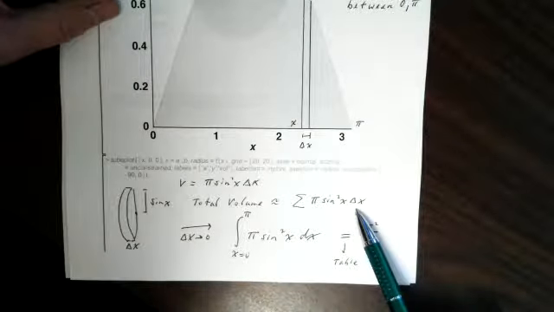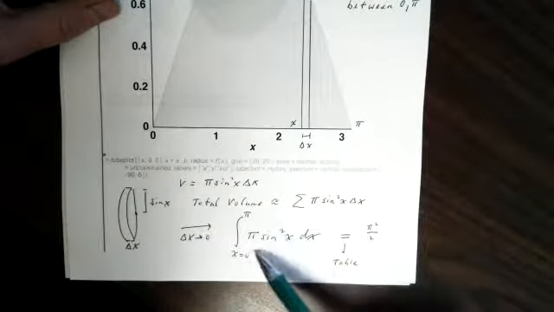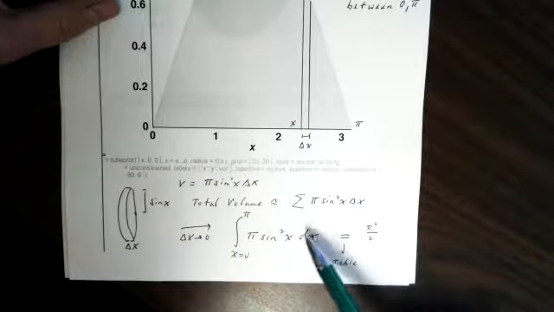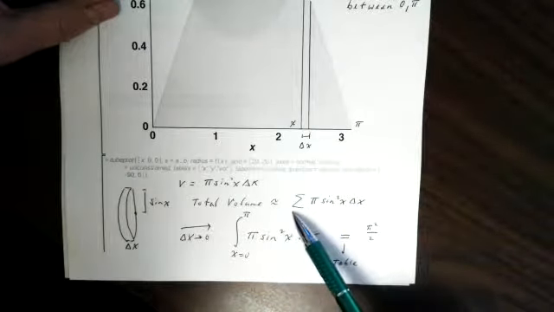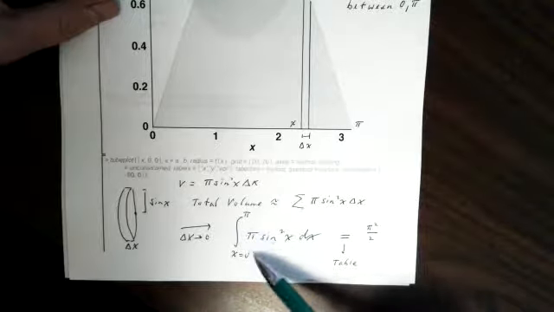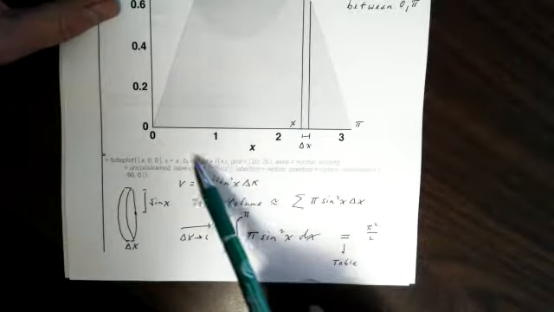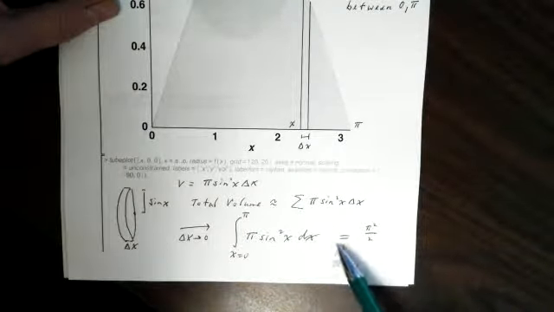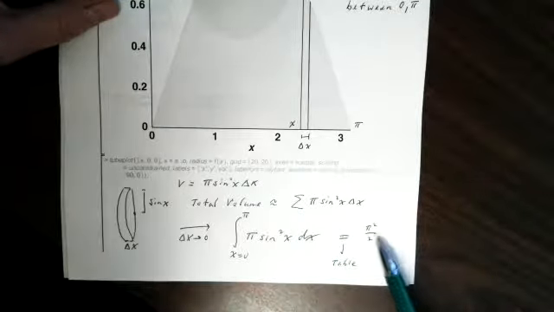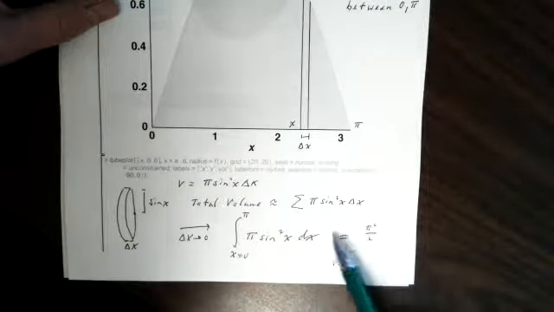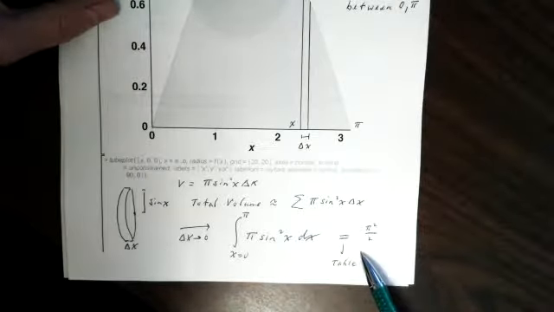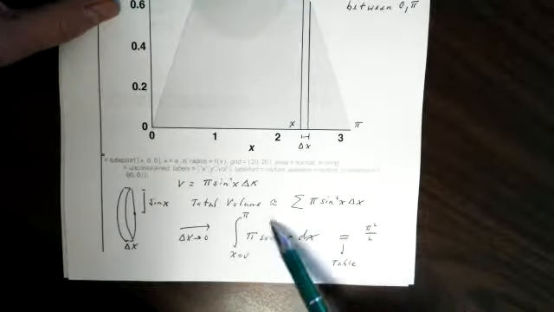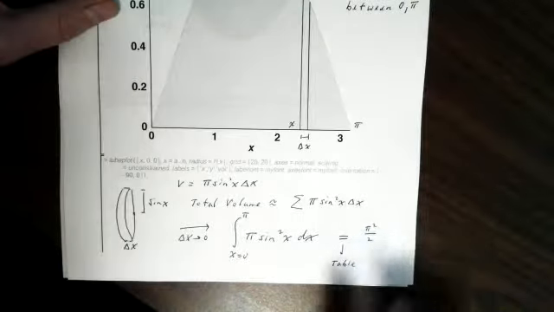As delta x becomes closer and closer to 0, we get a definite integral. The delta x becomes dx, and the summation sign becomes an integral sign where we integrate from 0 up to pi, because the smallest value of x was 0 and the largest value is pi. The value of this integral is pi squared over 2, which can be computed using an integral table. In this section, we're going to be less concerned with actually computing the volume than with setting up the integral correctly. Let's take a look at another example.